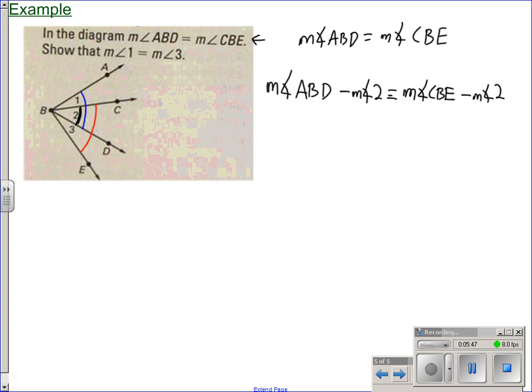Now, when you're making these statements, you've got to be able to justify them. Why is this a true statement? Well, up here, we know this is true because it's what the problem told us. It was given information. This second statement that we just made, what we did was we took our given information and we subtracted the same thing from both sides. That's the subtraction property of equality. We just subtracted the same number from both sides. It stays equal.